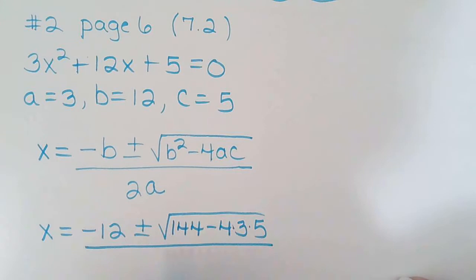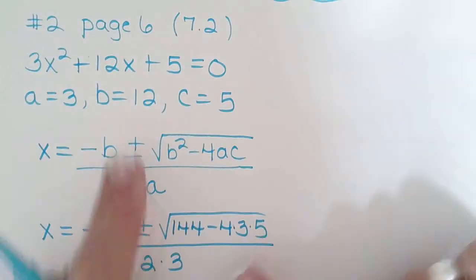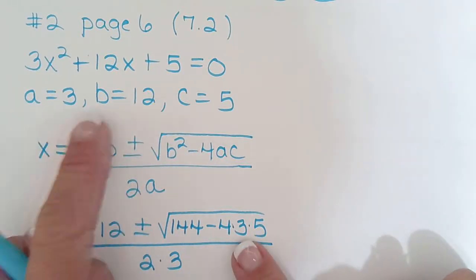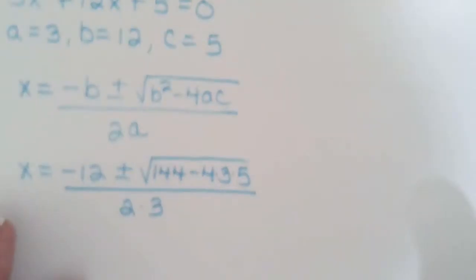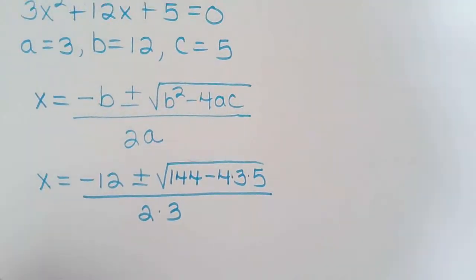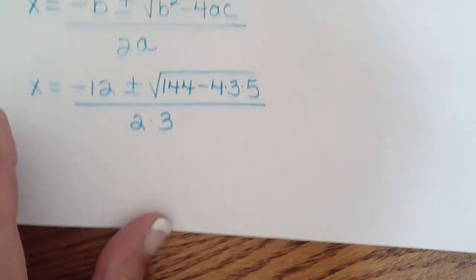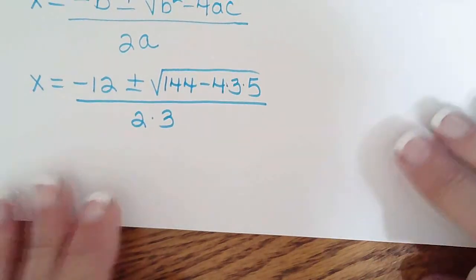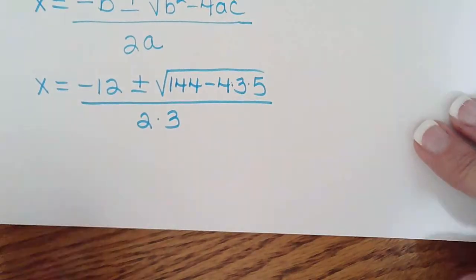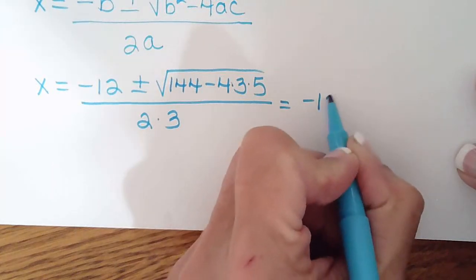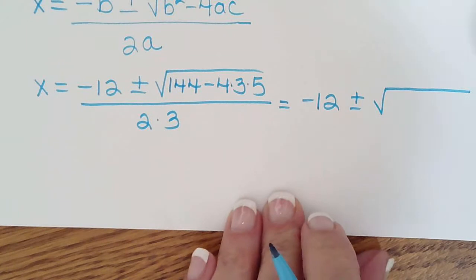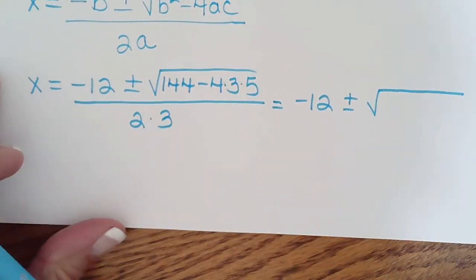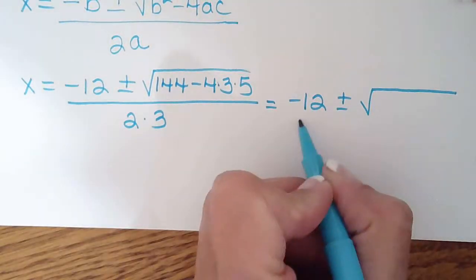All over 2 times 3. So opposite of b plus or minus the square root of b squared minus 4 times a times c, all over 2a. Now this is the step where you want to write your empty radical, so get it all ready for the calculator. And remember, we don't type the radical in the calculator. We have to simplify by hand. And then 2 times 3 is 6.